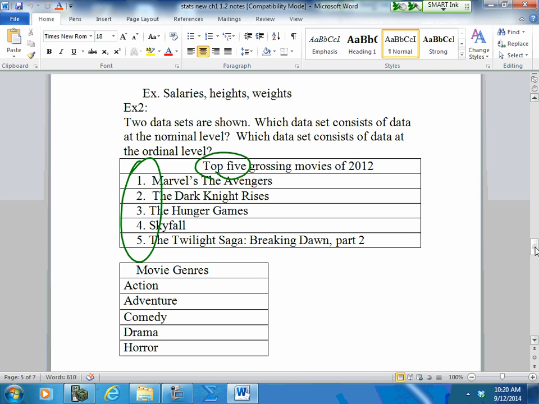How about this one? That's nominal. Nominal, absolutely. This is nominal because these are just names of types of movies. Action, adventure, comedy. Just names. There's no order to this. So that's just nominal. Okay? All right, try these.